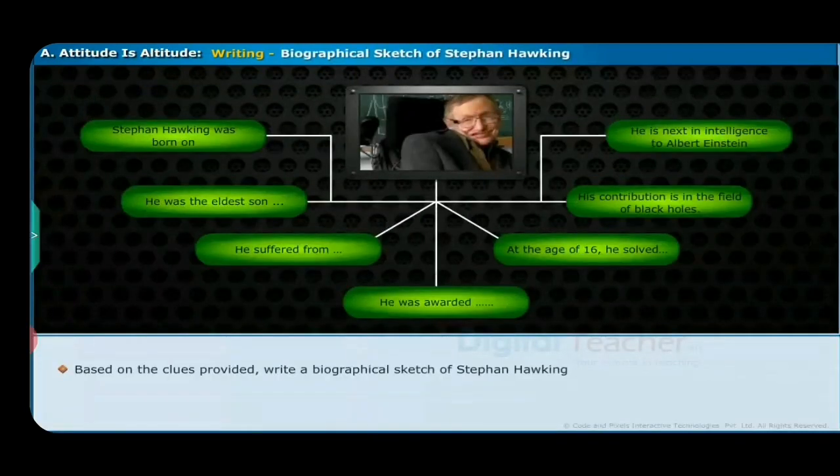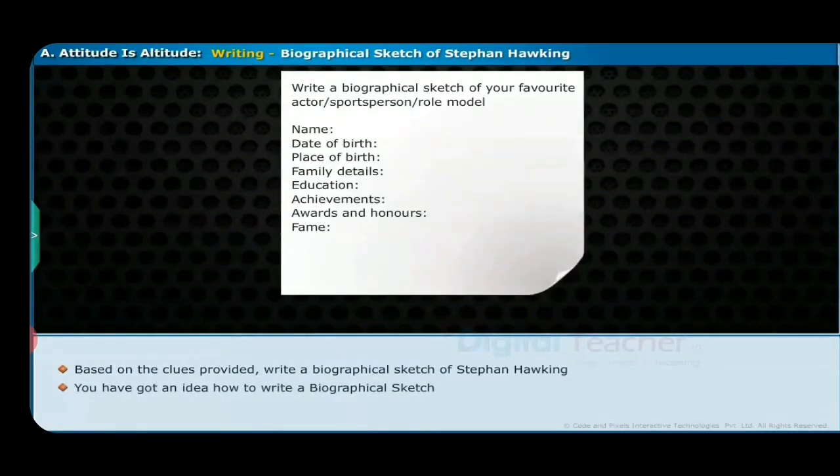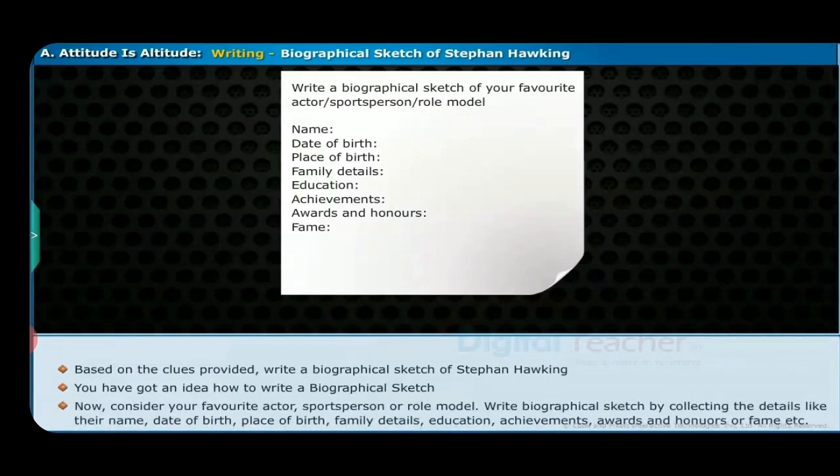Now, based on the clues provided, write a biographical sketch of Stephen Hawking. You have got an idea how to write a biographical sketch. Now, consider your favorite actor, sportsperson or role model. Write a biographical sketch by collecting the details like name, date of birth, place of birth, family details, education, achievements, awards and honor or fame, etc.